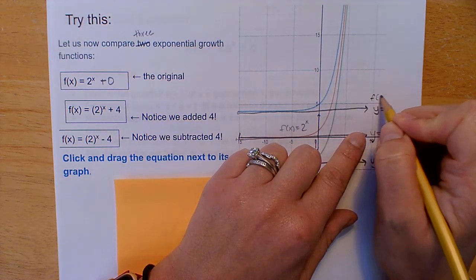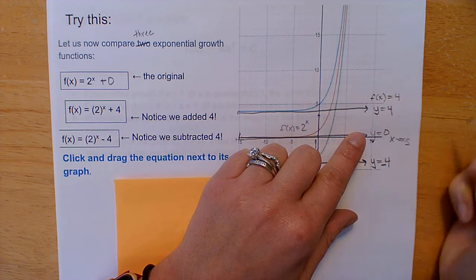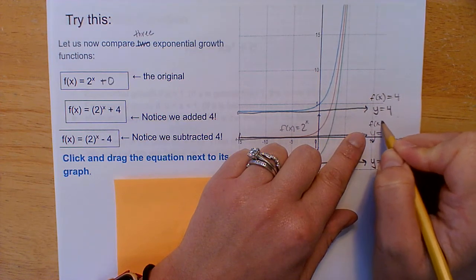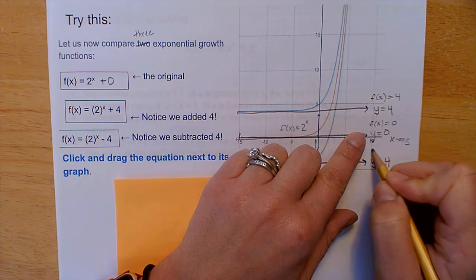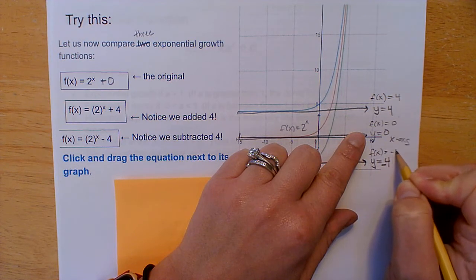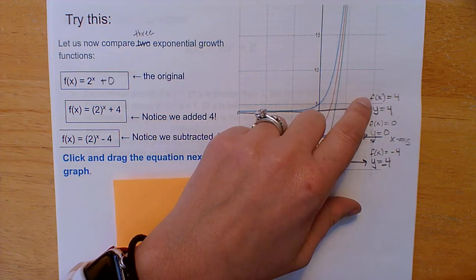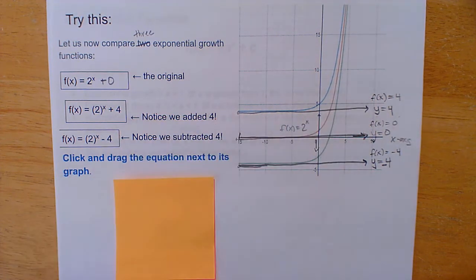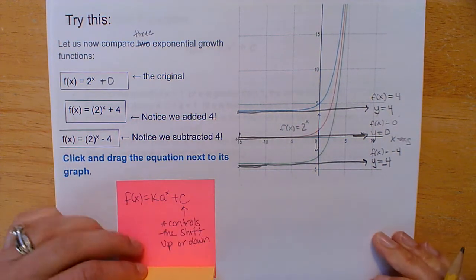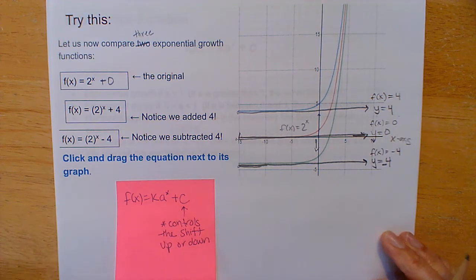So you're going to see me use f of x equals 4. You're going to also see me use f of x equals 0. And you're going to also see me use f of x equals negative 4. Either way it can be written, I'm going to be using the function form, which is a little bit fancy. So let's look to see what we have now.